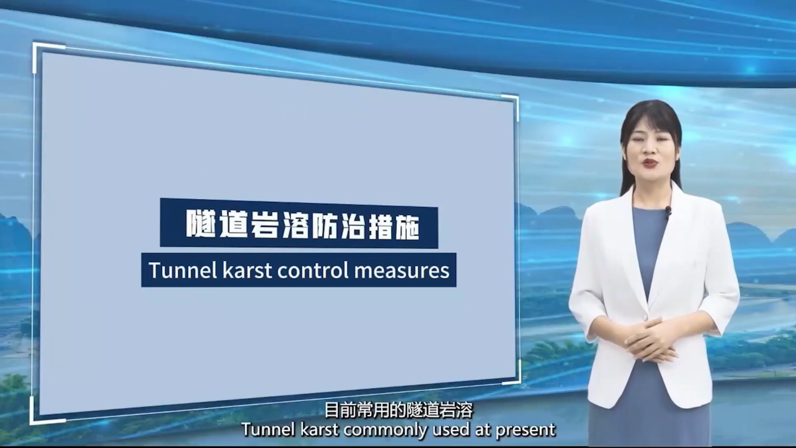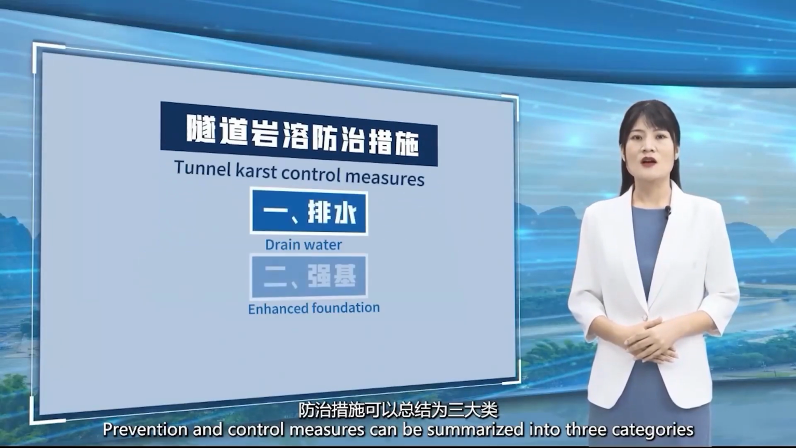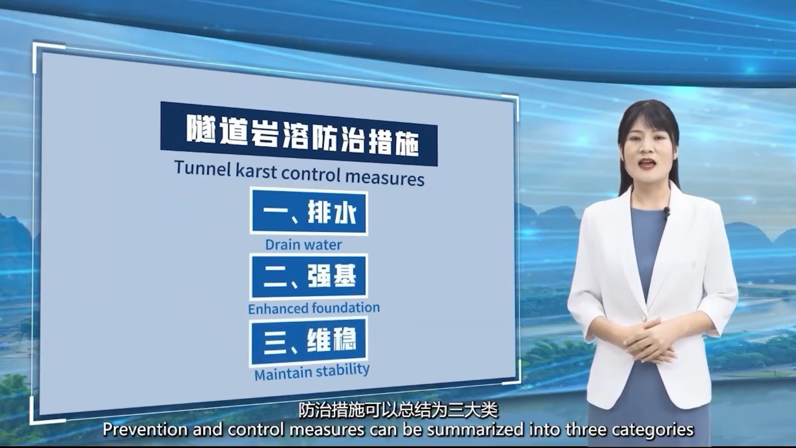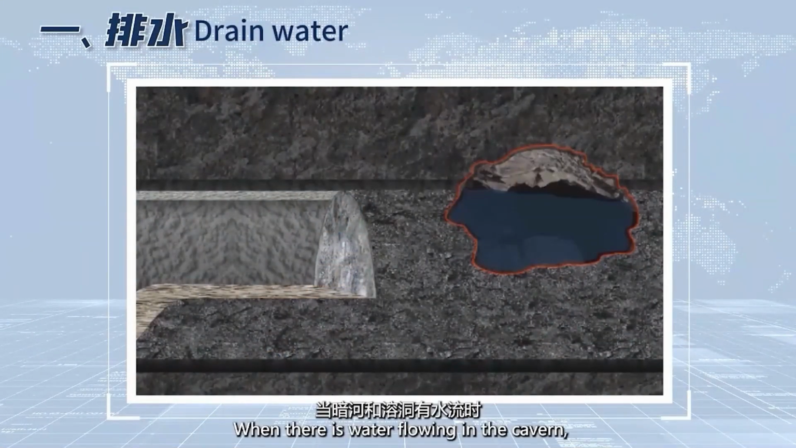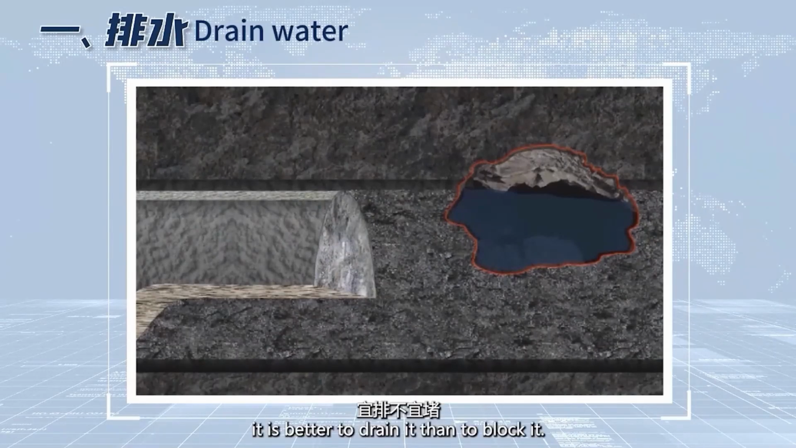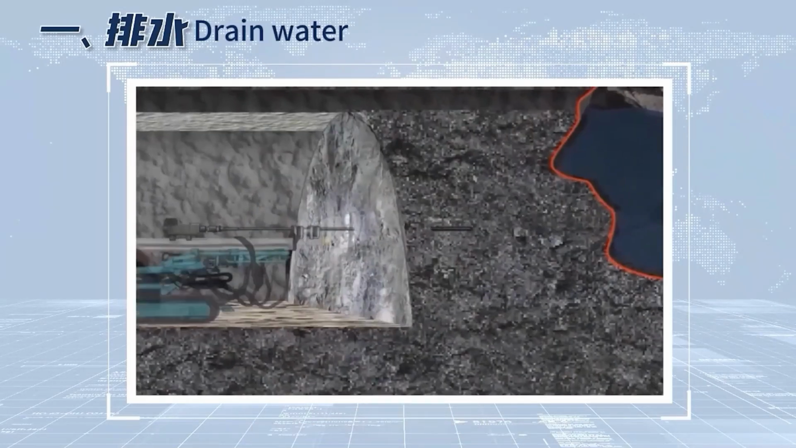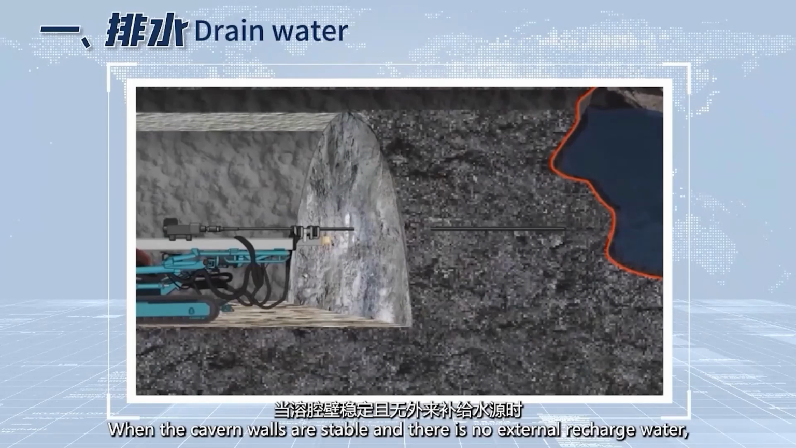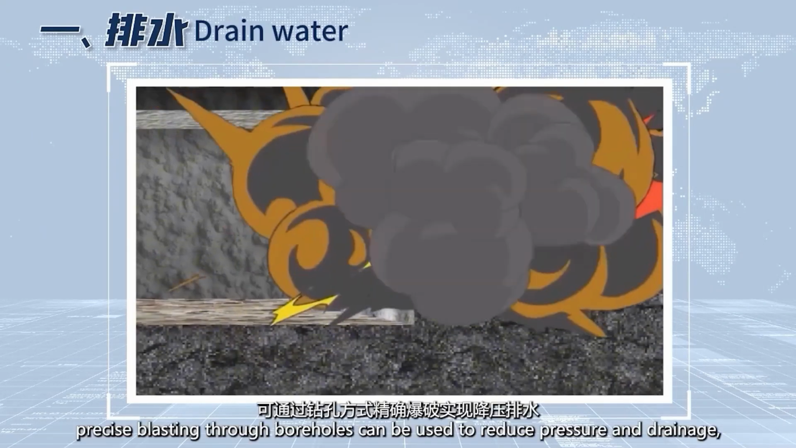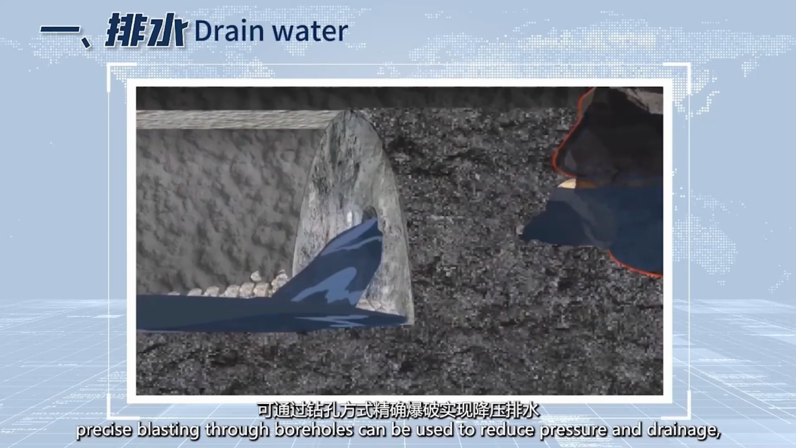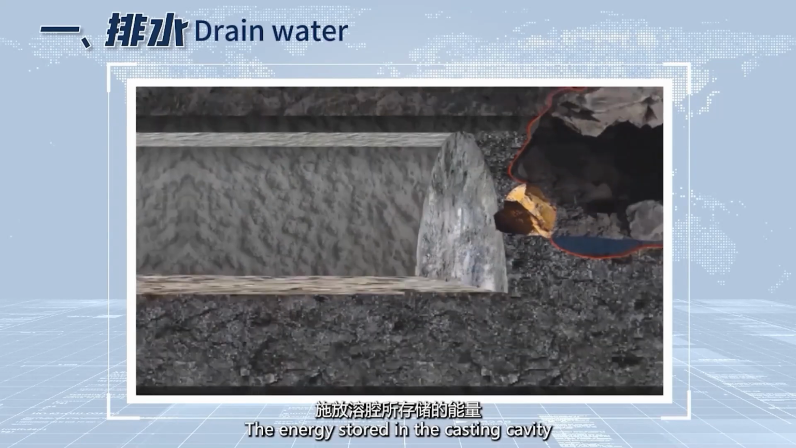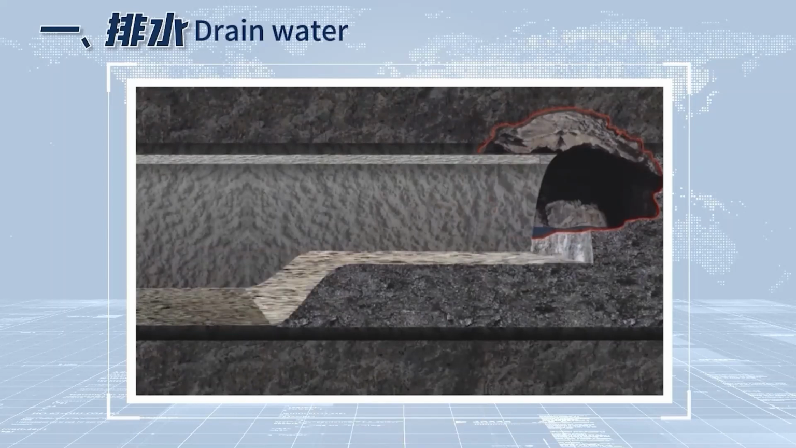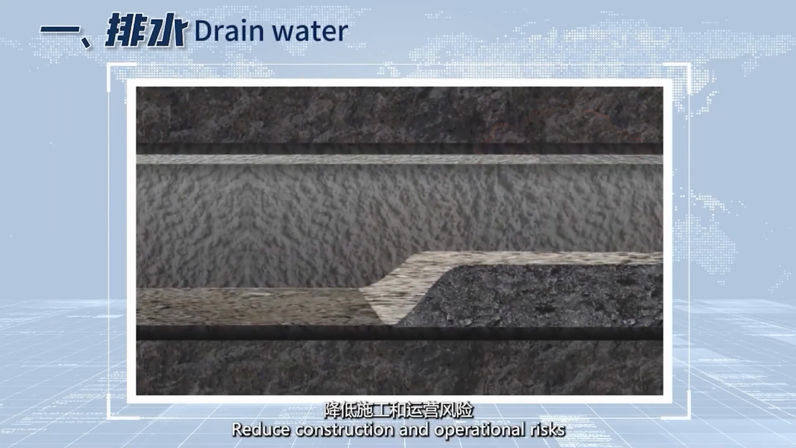The common karst treatment measures in tunnels can be classified into three main categories. Firstly, drainage. When there is water flowing in the cavern, it is better to drain it than to block it. When the cavern walls are stable and there is no external recharge water, precise blasting through boreholes can be used to reduce pressure and drain water, releasing the energy stored in the cavern and reducing construction and operational risks.